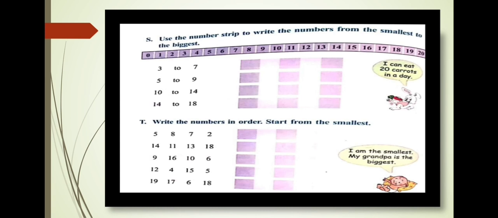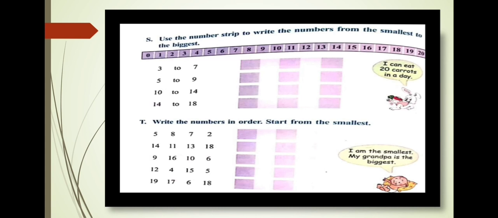Here you can see a number strip from 0 to 20. So with the help of this number strip, you can arrange the numbers from the smallest to the biggest. So in the first example, you have to arrange the numbers between 3 and 7 from the smallest to the biggest. So the numbers from 3 to 7 are 4, 5 and 6.